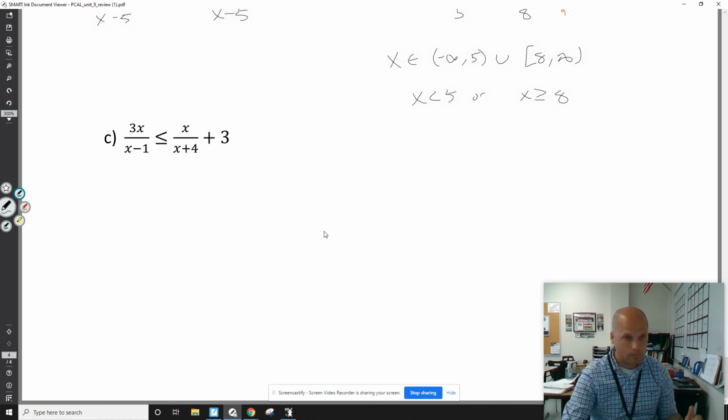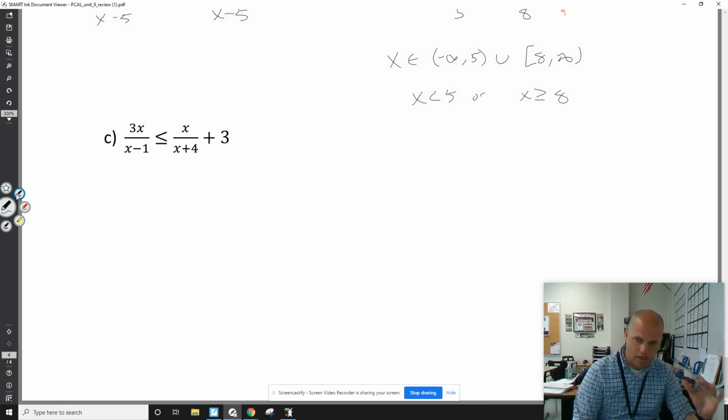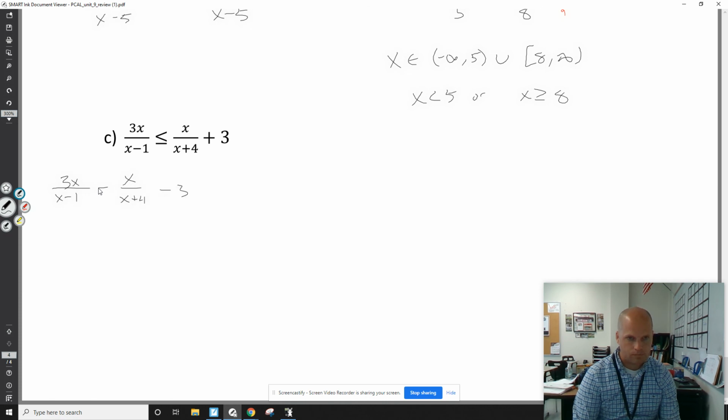Last one, 3 things going on. Move it all on the one side and then take your time. We need a common denominator, but the common denominator has got to be a combination of the x minus 1 and the x plus 4. This is a problem my students need to try to do on their own. Okay, this is a problem you're going to see on the test. You have to be prepared to do all of the steps to get this right.